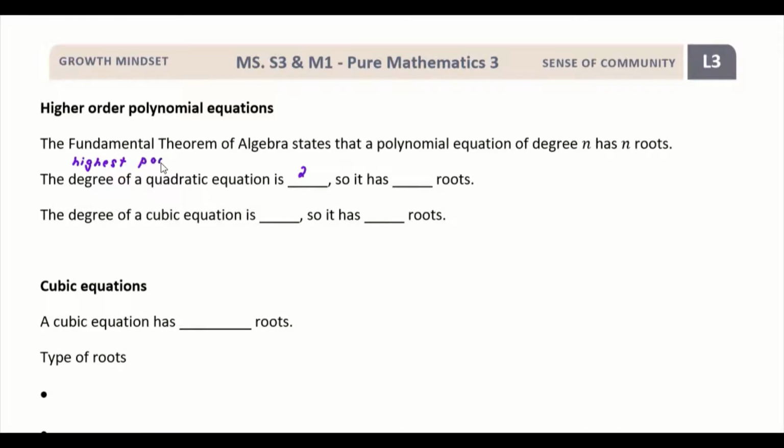Okay, so the highest power of a quadratic equation is 2. That's why it has 2 roots. Same thing, the degree of a cubic equation is 3. So that's why it has 3 roots.